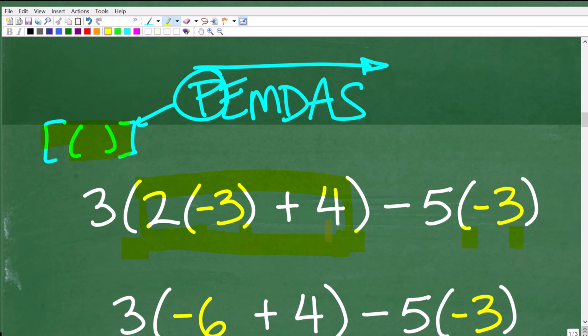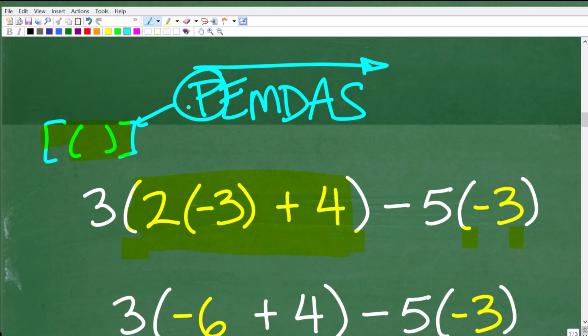So in this situation right here, we have -3 in parentheses, but there's nothing to do. So that means we're going to have to focus right here. Now, not every problem is going to have parentheses, so you can skip that step if you don't have that. But let's just quickly go through the rest of PEMDAS just to make sure you understand.